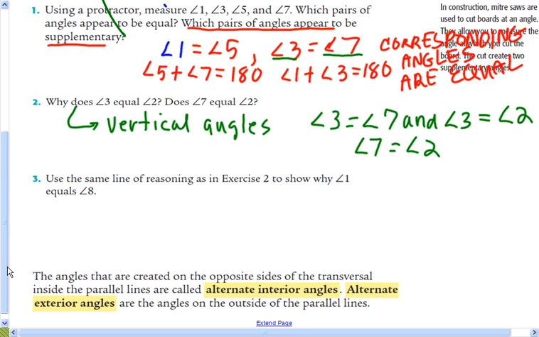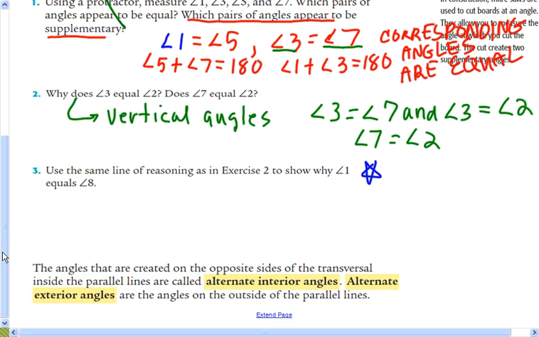Use the same line of reasoning as in exercise 2 to show why angle 1 is equal to angle 8. I think we'll do this in class. I'll let you do that, but you can use the same idea. The angles that are created on the opposite sides of a transversal inside parallel lines are called alternate interior angles. Alternate exterior angles are the angles on the outside of the parallel lines.